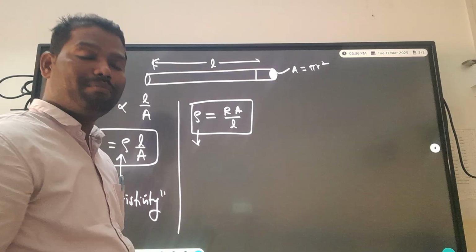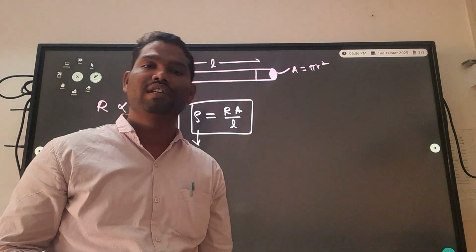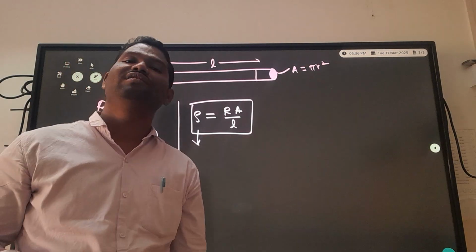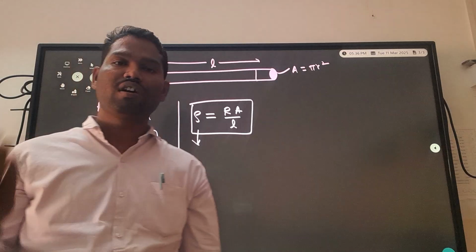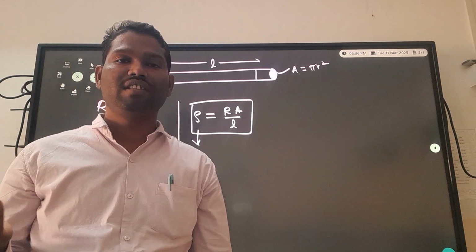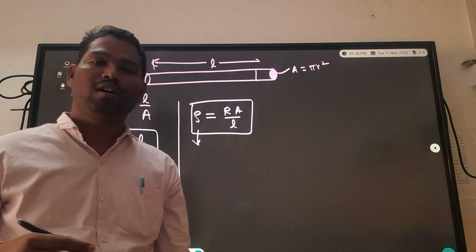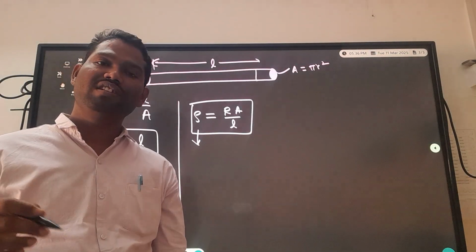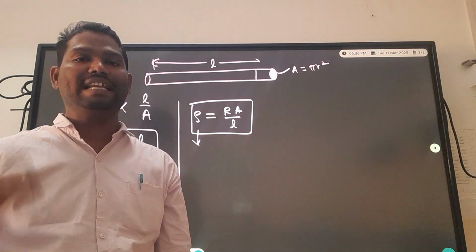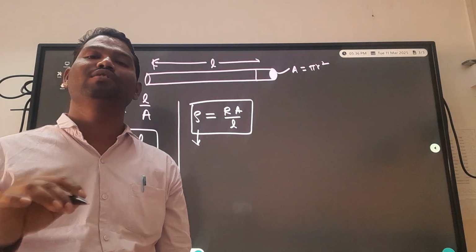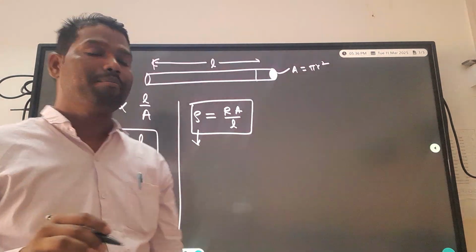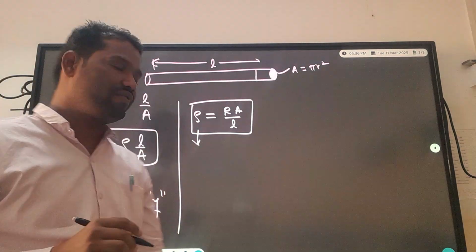Now we have different materials: copper, aluminum, zinc. For metals the resistivity is very low, therefore more current passes through if we connect them with a battery. But for semiconductors and insulating materials, the resistivity is very high, therefore extremely little current passes through the insulating material because of the high value of the resistivity.